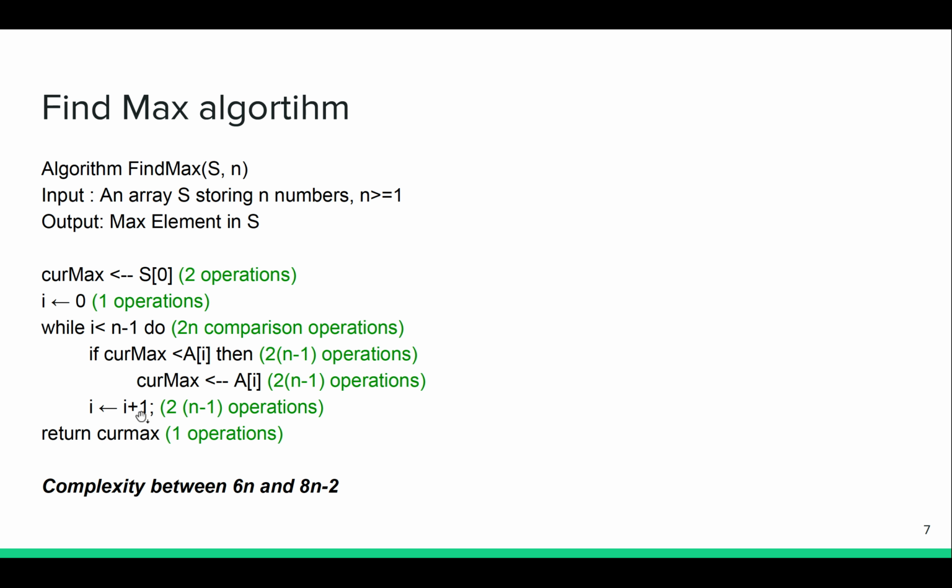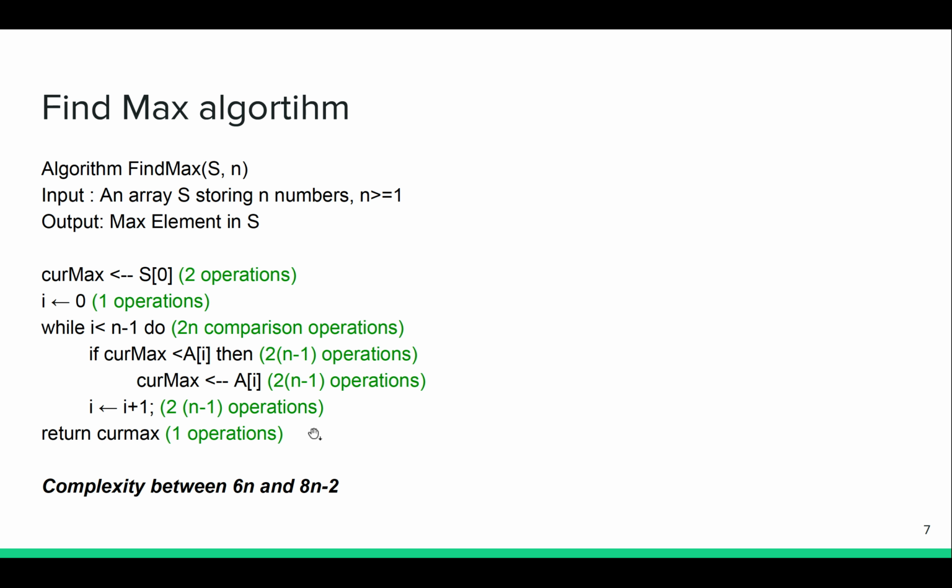Similarly, i equal to i plus 1, or maybe I can write this as i plus plus. Here also there is an arithmetic operation and an assignment operation, so 2 into n minus 1 operations. And returning the Karmax variable, every return operation is considered as one primitive operation. So when you sum up these primitive operations, the complexity will be 8n minus 2.